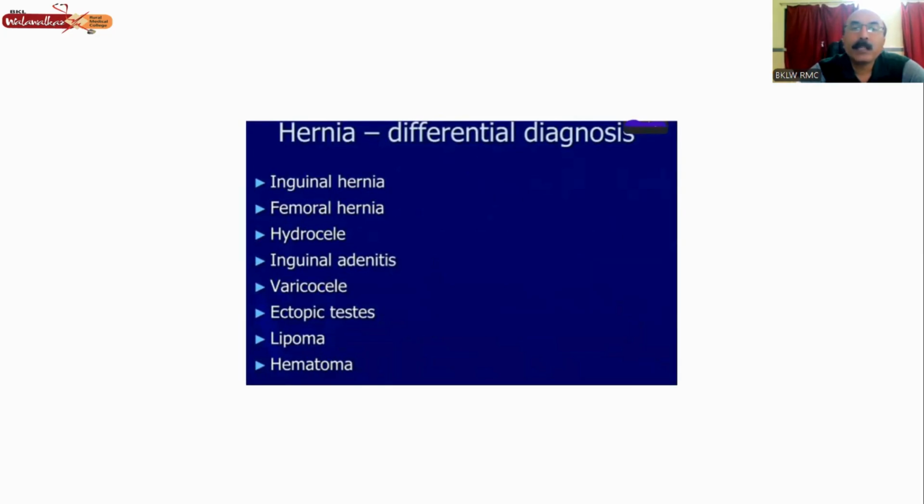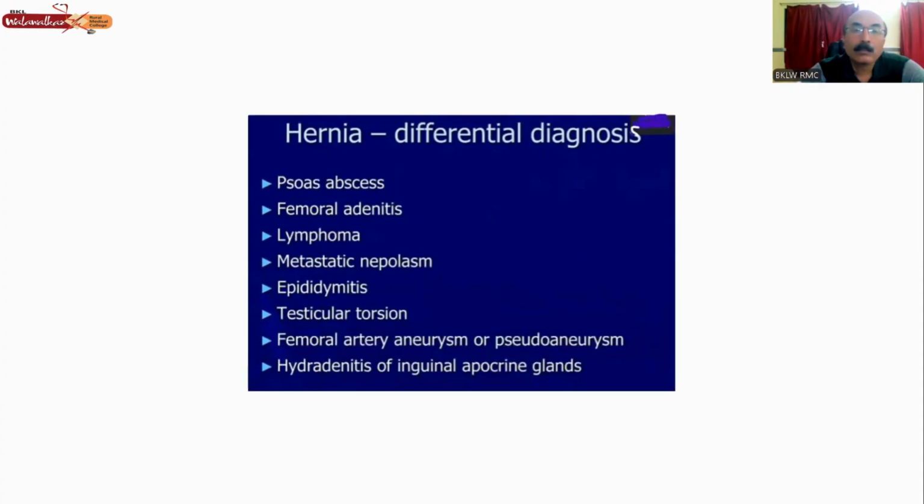The differential diagnosis of hernia can be enumerated like this. It could be a femoral hernia, hydrocele, inguinal adenitis, varicocele, ectopic testis, lipoma, or hematoma. Again, the differential diagnosis includes psoas abscess, femoral adenitis, lymphoma, metastatic neoplasms, epididymitis, testicular torsion, femoral artery aneurysm or pseudoaneurysm, and hidradenitis of the inguinal apocrine glands.